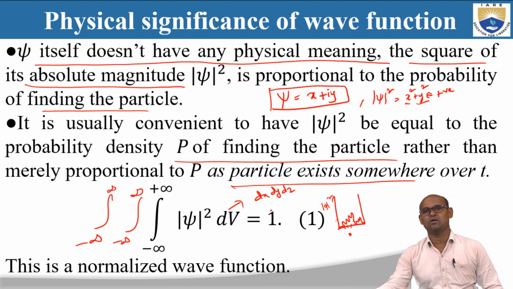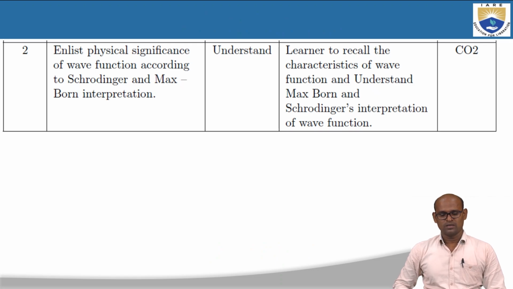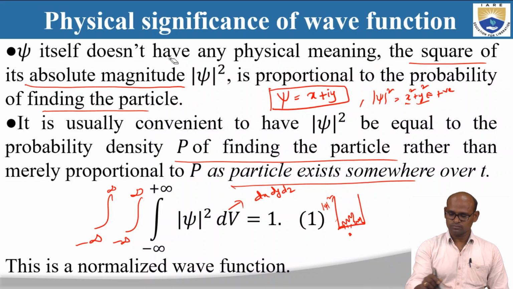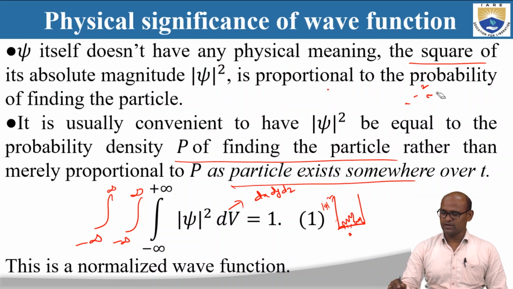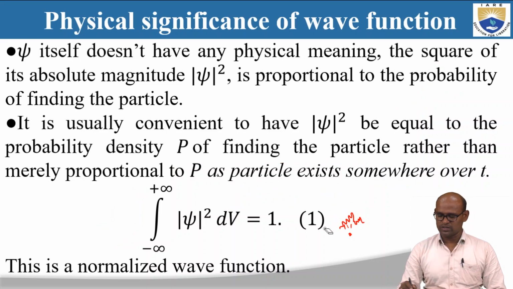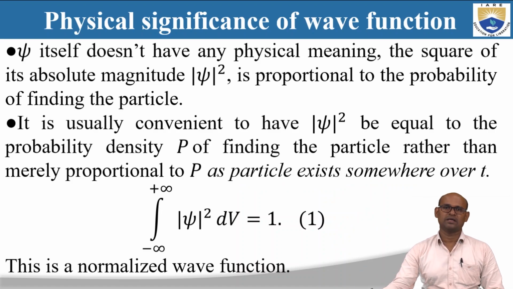This condition is called the normalization condition, and it is also called the Schrodinger and Max Born interpretation of the wave function. So this is the physical significance of the wave function: psi itself doesn't have any physical meaning because it's a complex quantity. Instead, mod psi square is a positive quantity and it tells us about the probability of finding the particle at a position x. If you sum up all these probabilities, it must be equal to 1. This is called the normalization condition or normalized wave function.